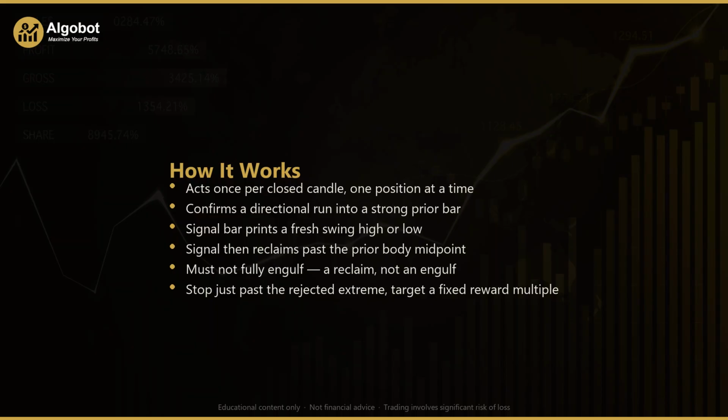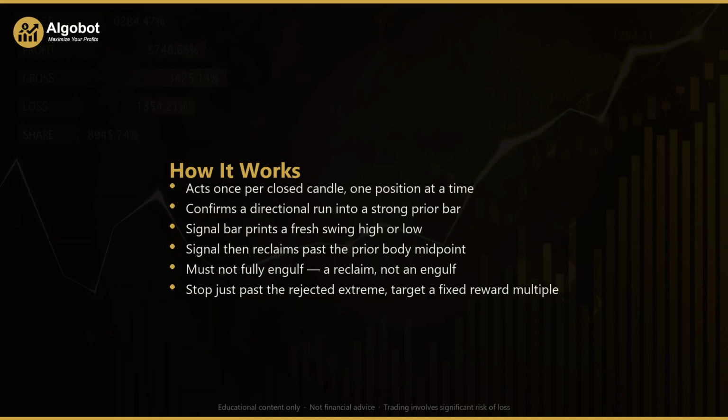For a long, or buy, setup, the strategy is looking for the end of a downward move. First, it confirms there really was a downward run into the prior bar by comparing closing prices several candles back. Second, that prior bar must be a strong bearish candle, with its body filling at least a set fraction of its full range, so a tiny, indecisive candle is filtered out. Third, the signal bar must dip to a fresh swing low, the lowest point of the recent look-back window, proving the move genuinely extended further. Fourth, that signal bar must trade below the prior candle's close, which on continuous data stands in for the price gap that the classic piercing pattern needs.